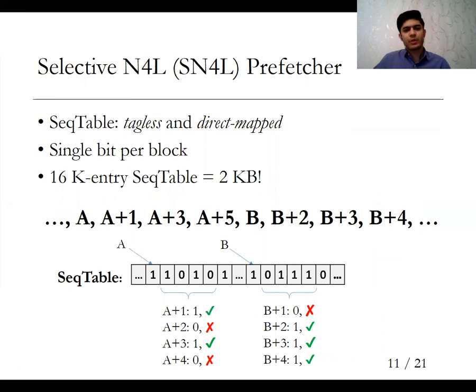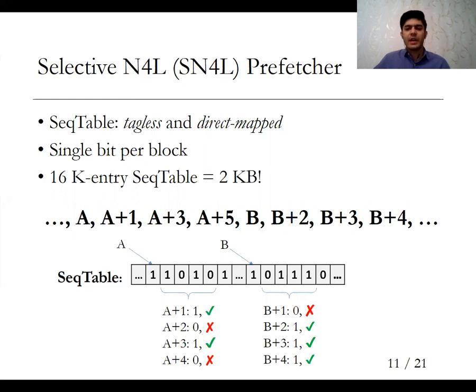We try to teach the sequential prefetcher the useful sequential prefetch candidates, and accordingly, we propose the selective next 4-line prefetcher, or simply SN4L. To teach these patterns, we use a tagless and direct-mapped table named SeqTable. Each instruction block is directly mapped to an entry of SeqTable that is a single bit that indicates whether sequentially prefetching of that block will result in a useful or useless prefetch. We provide 16K entries for SeqTable that requires only 2 kilobytes, a relatively small storage requirement.